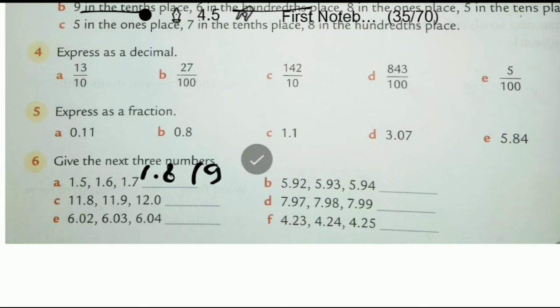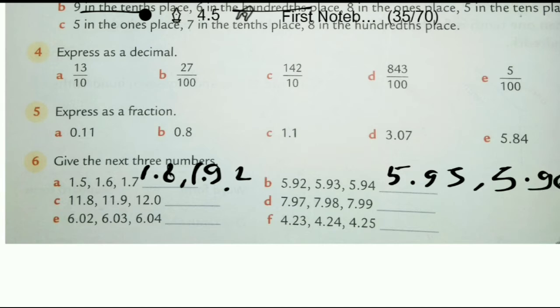1.9, then 2. Like this we can write here 5.92, 5.93, 5.94, then 5.95, then 5.96, then 5.97, and so on. And here 11.8, 11.9, then 12, then 12.1, then 12.2, 12.3, like this. So you can do it like this.